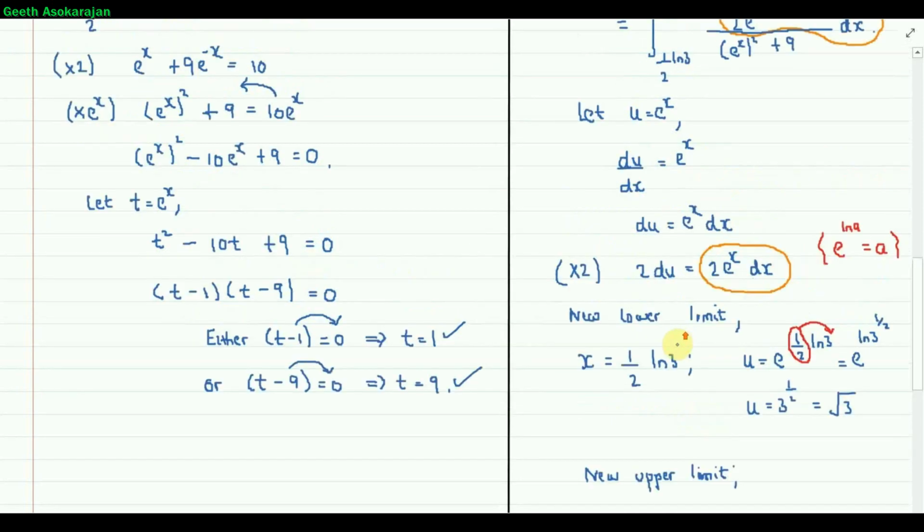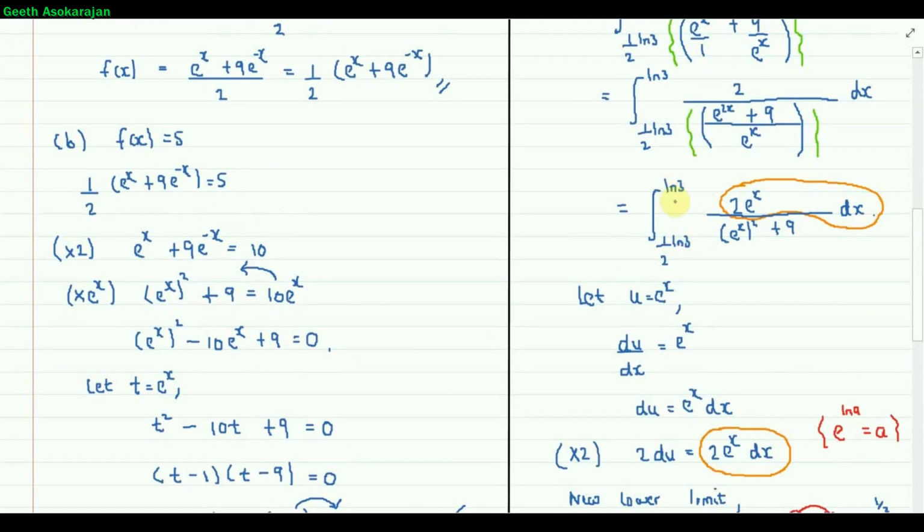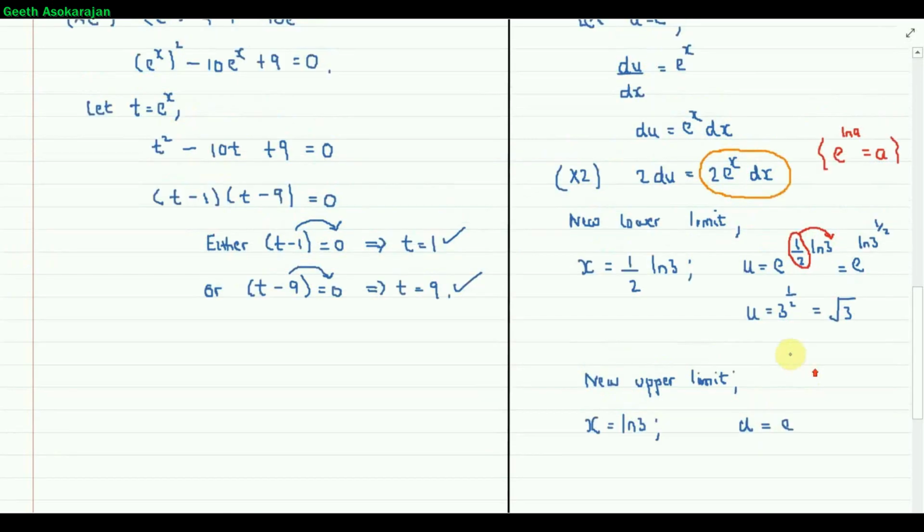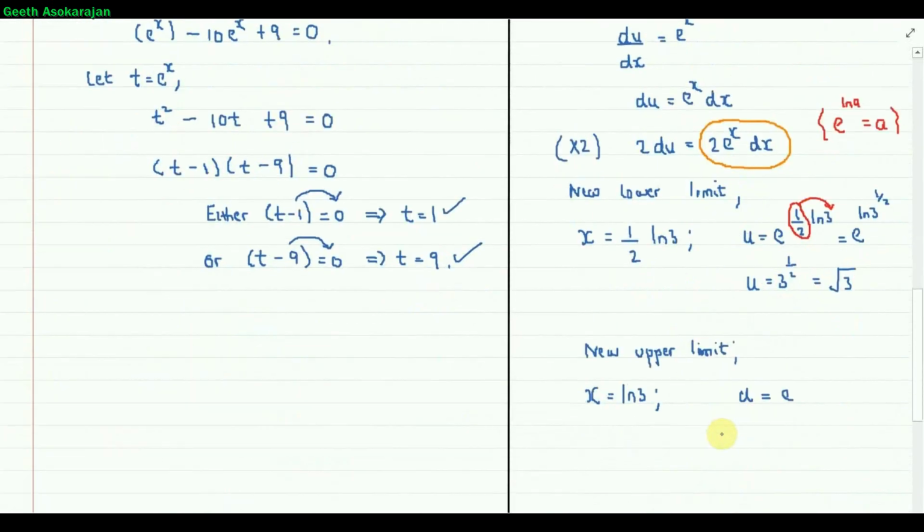So for the new upper limit, the old upper limit is x is equal to ln 3. Remember, these are the values of x, as far as the limits are concerned. Like before, let's replace it in our substitution. So u is equal to e to the power x, with x being ln 3. And remember, e to the ln a is a. So e to the ln 3 is 3, with 3 being the new upper limit.